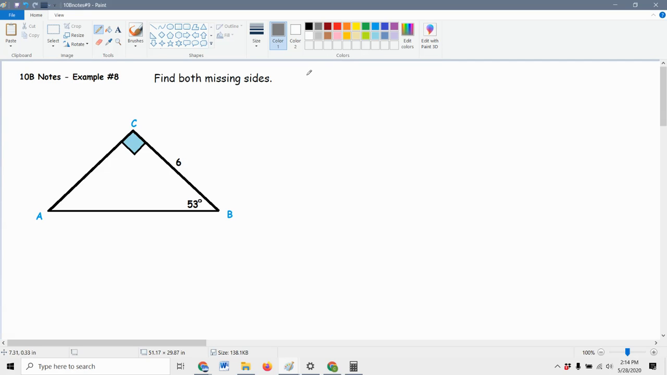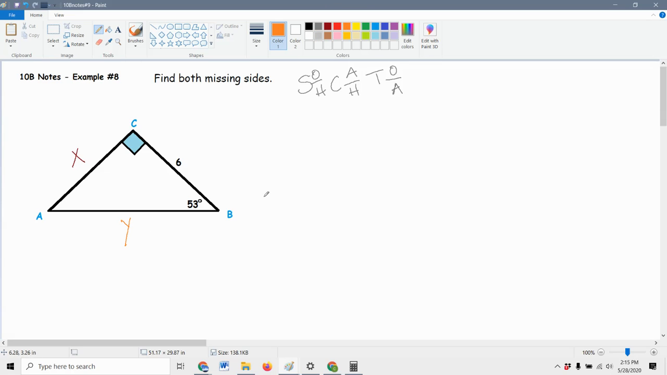The first thing I want you to do is to always write your SOHCAHTOA. SOHCAHTOA is going to help you remember what your trig identities are, all of those important ones: sine, cos, and tan. We want to make sure we know what we're looking for. We're looking for both sides, so let's go ahead and assign some variables. We'll call this side x, and let's call this other side y.